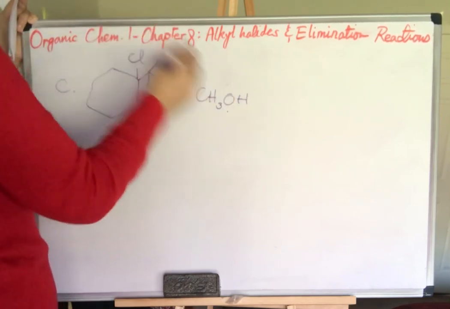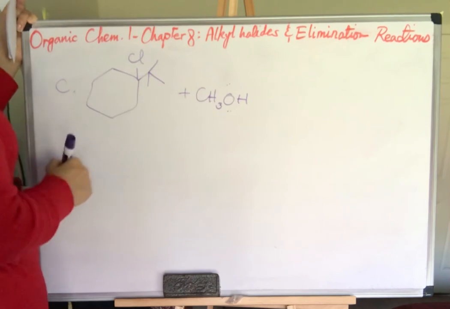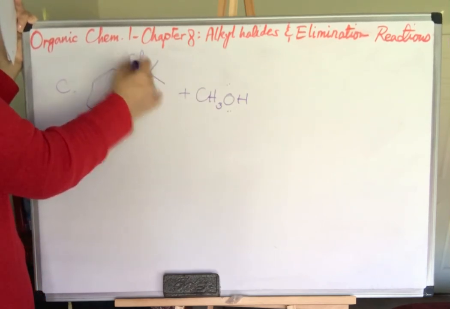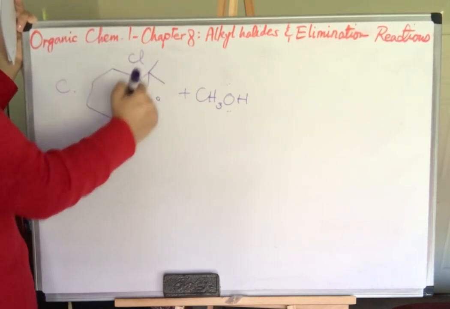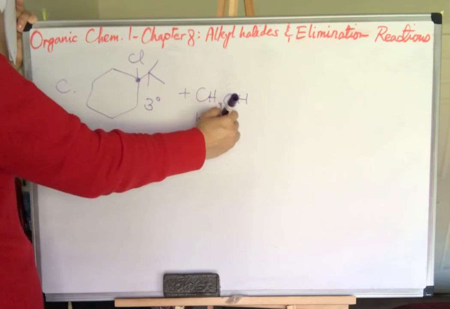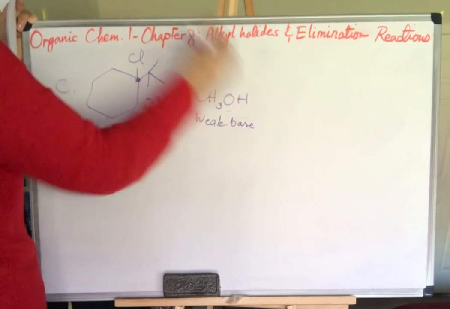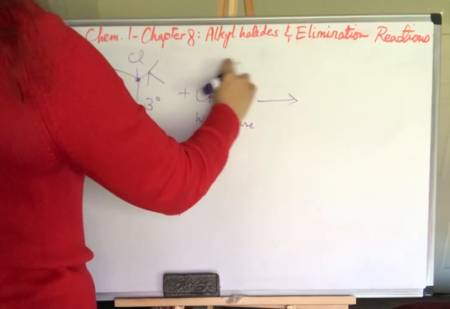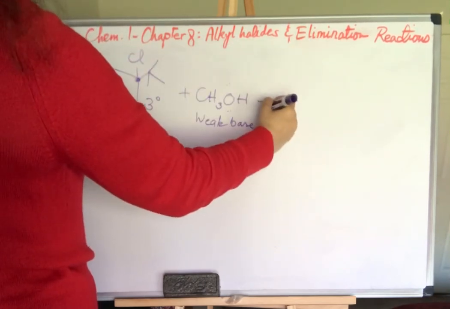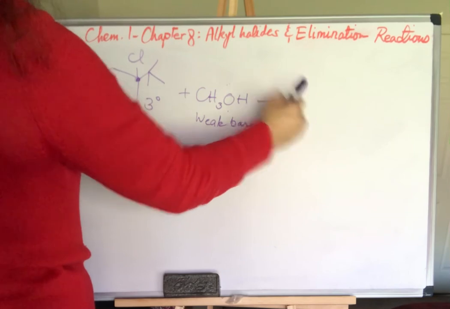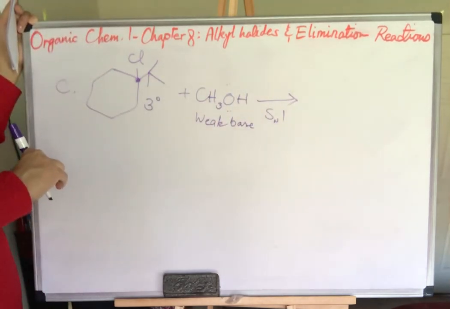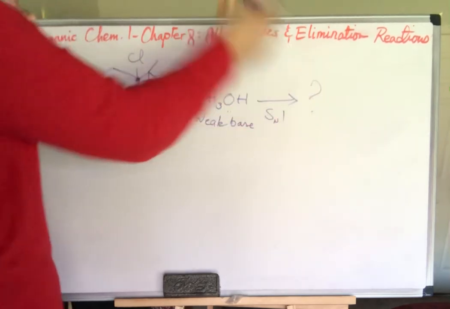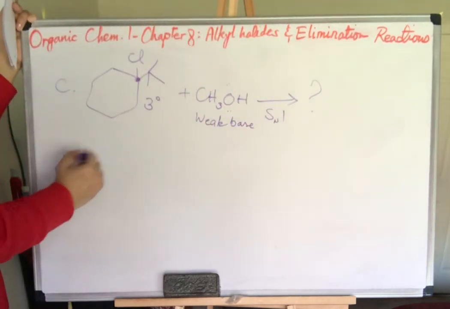So let's see the requirements. What type of alkyl halide do we have? Tertiary, and it's a weak base, right? That's the recipe for SN1. At the end, you will end up having an alkene. Can you say which alkene? That will be your practice.